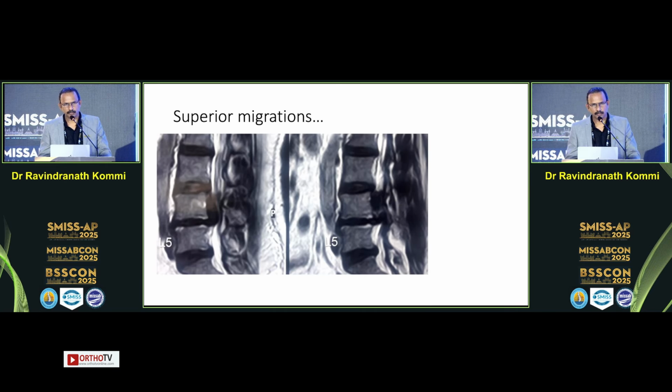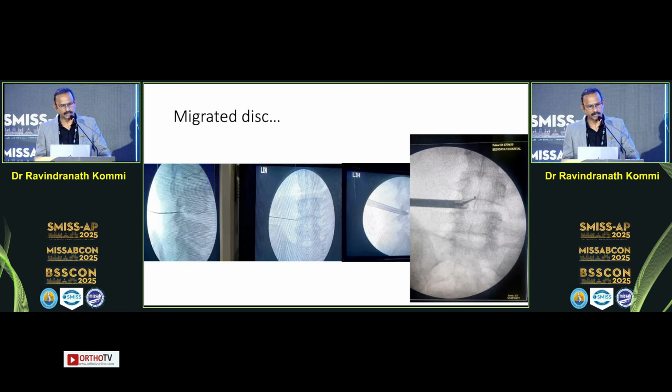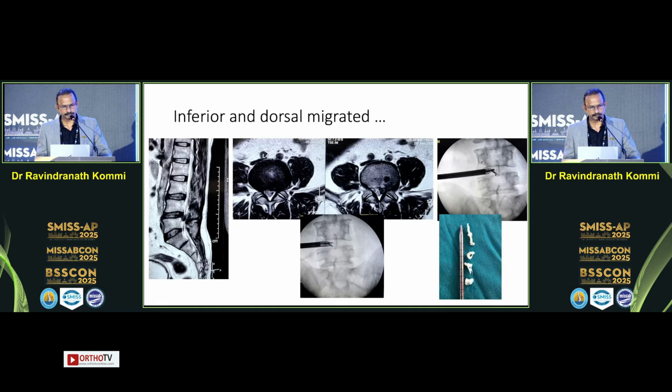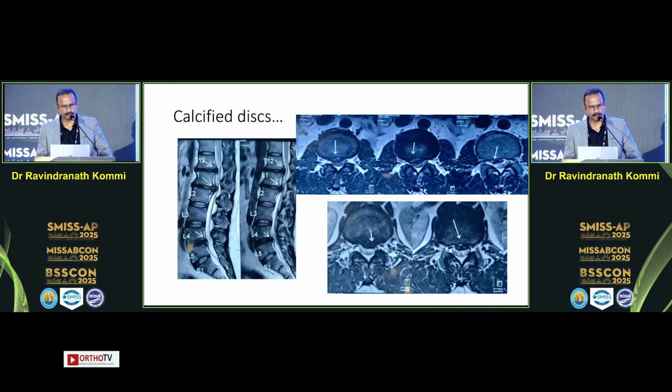Superior migrations, again. Now you can see the fragment almost extending up to the upper disc level, but even then these fragments can be removed through a transforaminal route, with instruments which help you in removing it. These are not to be done by a beginner, of course; you need a good number of 30 to 40 surgeries on regular paracentral disc herniations. Only then can you attempt these surgeries. For inferior and dorsal migrated discs, again, the hook can be used to deliver the disc fragment into the scope's view, and you can remove it very comfortably.